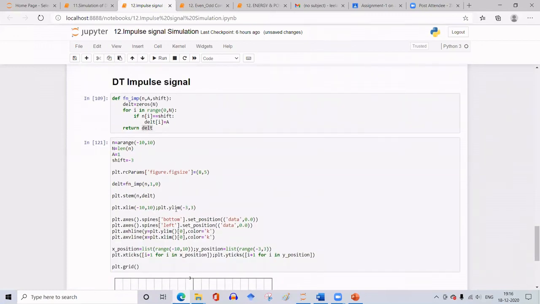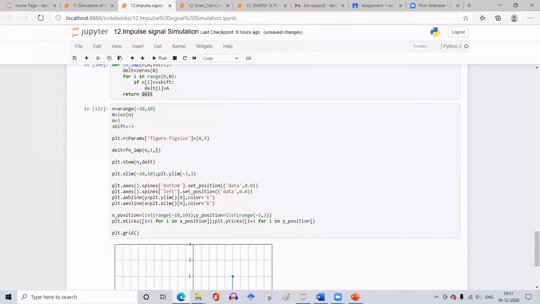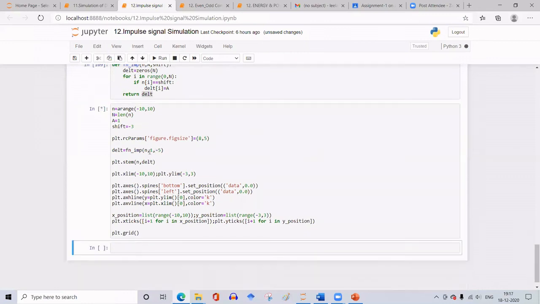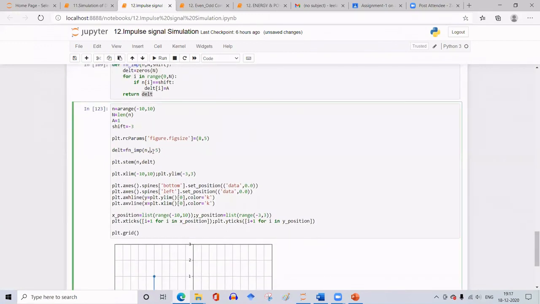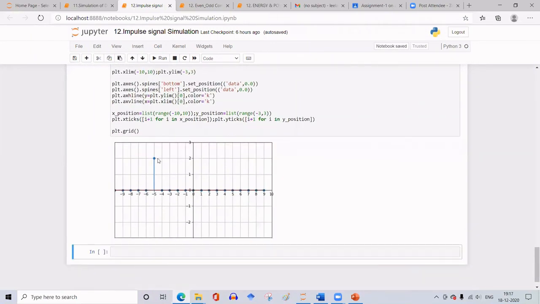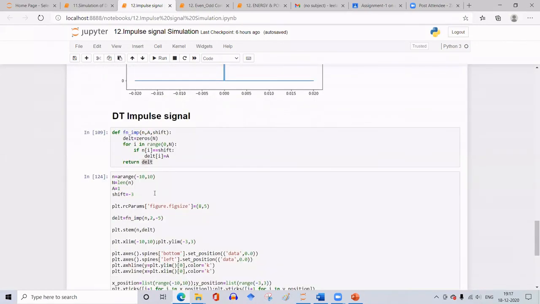Now you can change that shift. Let us say I change it to 5. So you get the unit impulse at n equal to 5. You can shift it on either side. -5 will shift it to the left side. And you can even change the strength of the impulse. I'll change it to 2. So here we have the impulse of strength 2 at n equal to -5. Any doubts?